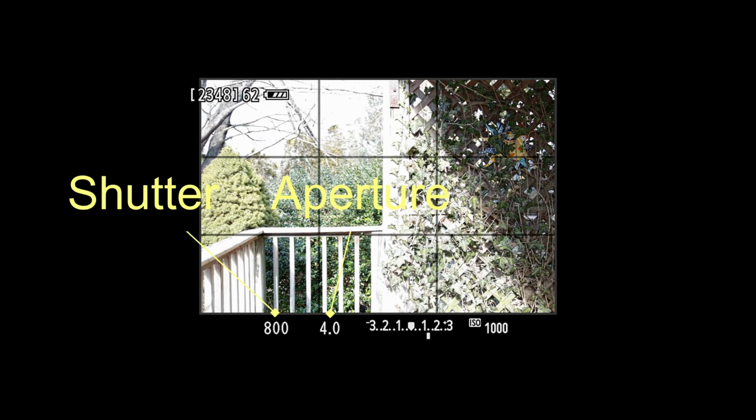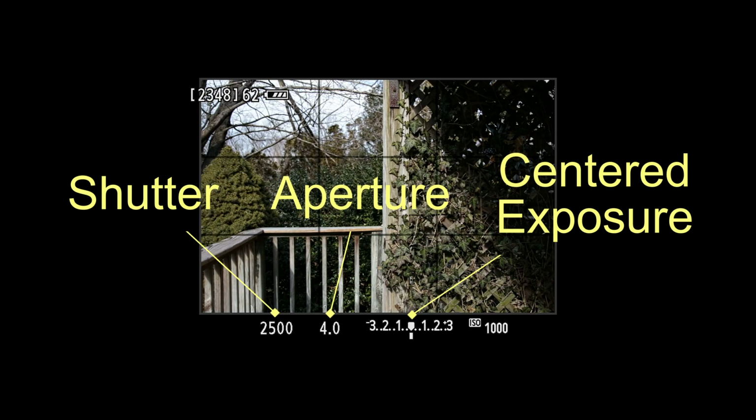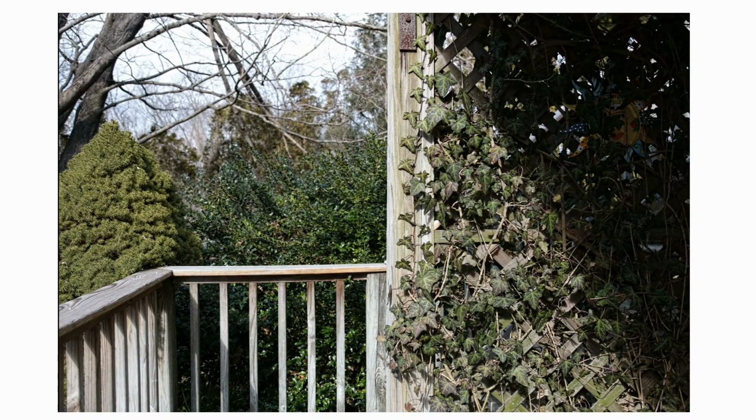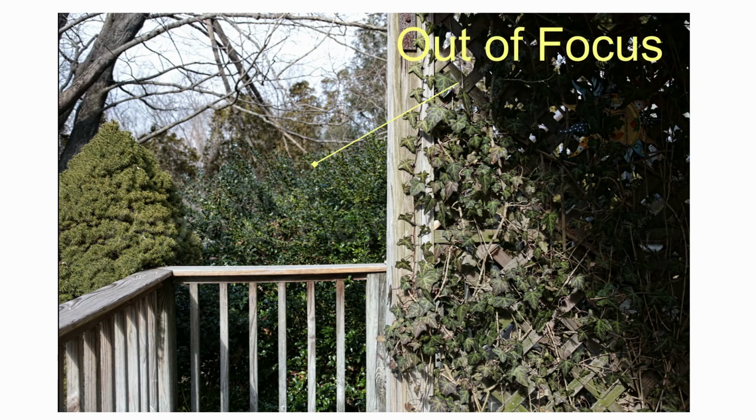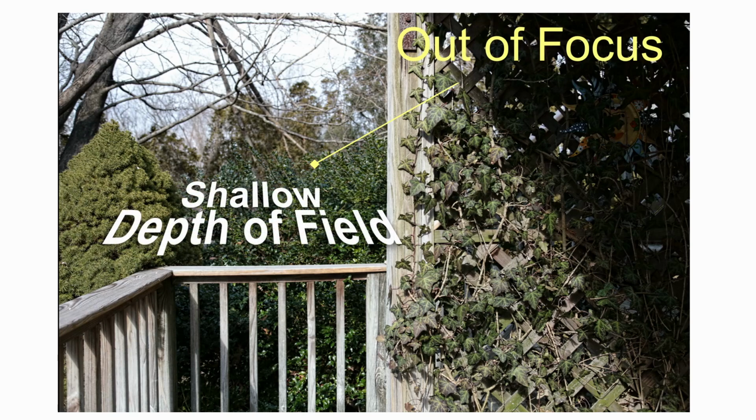Now I'm going to set the aperture down to 4, and I should expect a shallow depth of field, and I do. Okay, so the background is somewhat out of focus, and the foreground is reasonably in focus. I have a shallow depth of field.